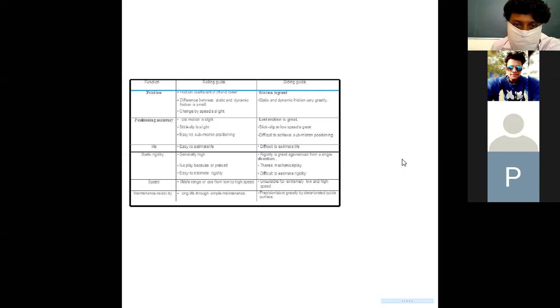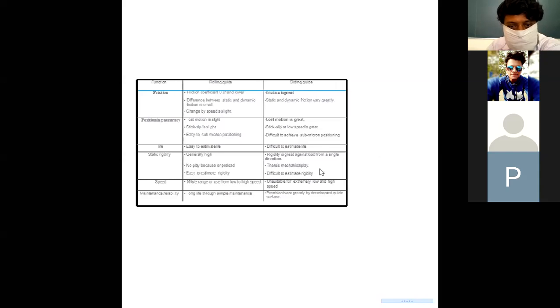Now, I will not read these particular things because we don't have that much time. So basically, I will tell the basic difference between these, and I will share this particular slide with you so that you can read it. Okay. So rolling guides are there and sliding guides are there.